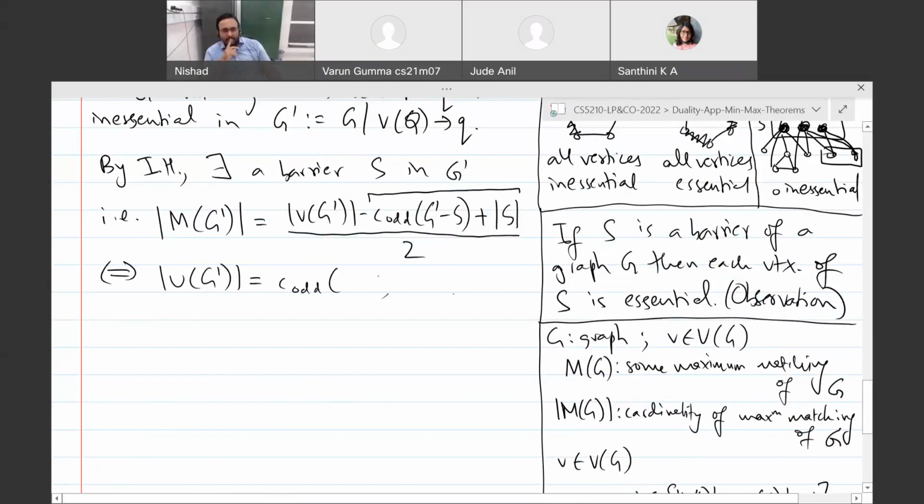Where the number of exposed vertices is given by capital U of G prime, the number of M-exposed vertices in G prime.